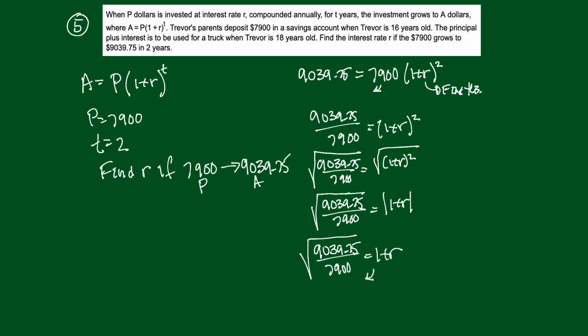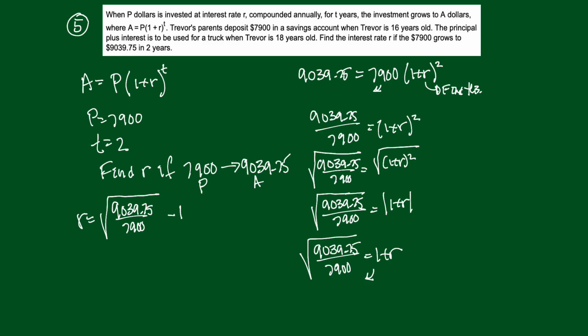And then if I subtract the 1, I'm going to get this. I'll do it on the left side. R is equal to this square root, 9039.75 divided by 7,900, all that minus 1. Now, Wolfram Alpha or calculator.